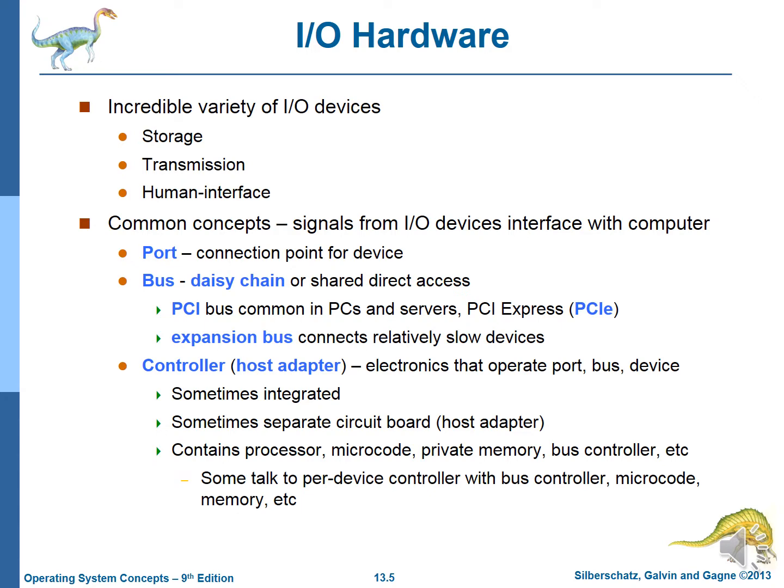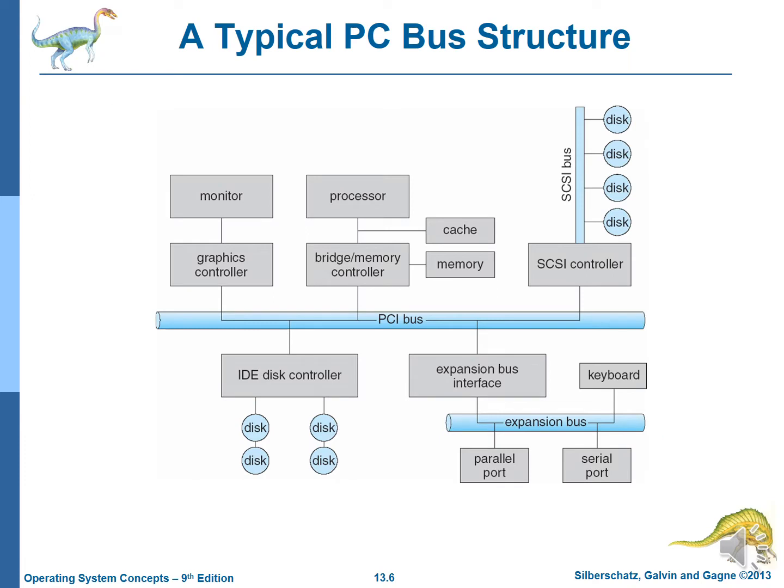Expansion IO is an expansion bus that connects relatively slower devices. The controller or host adapter is electronics that operate a port, bus or device, sometimes integrated, sometimes a separate circuit board. It contains a processor, microcode, private memory, bus controller, etc. The typical bus structure has the processor, the peripheral component interconnect PCI, the monitor and processor, cache and memory, the small computer system interface SCSI. Then the SCSI bus has a number of disks, IDE (integrated development environment), and then the expansion bus with keyboard and parallel port connected.